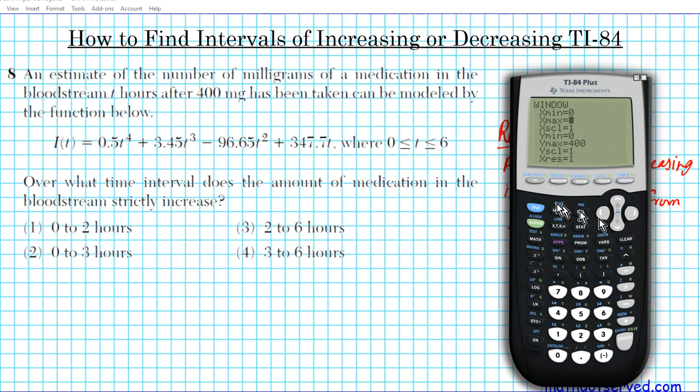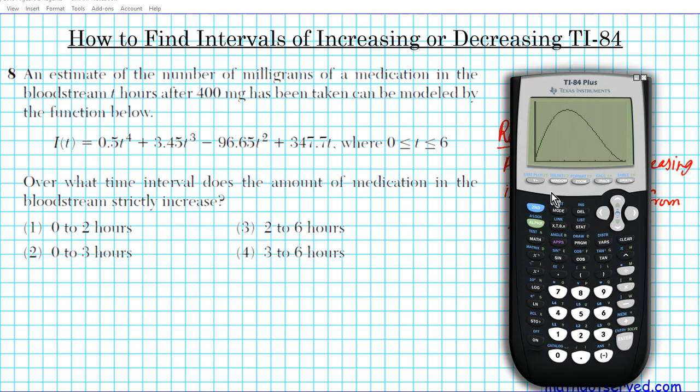Then to adjust the view, you go to the window, and we're going from 0 to 6. So for the x, I'm going to put 0 for the minimum and 6 for the maximum, because that's the domain for x. For the y, we're going all the way to 400 milligrams, so the y minimum is 0 and the y maximum is 400. The interval is given here. So let's go ahead and graph the function and see what it looks like. You have something like this.